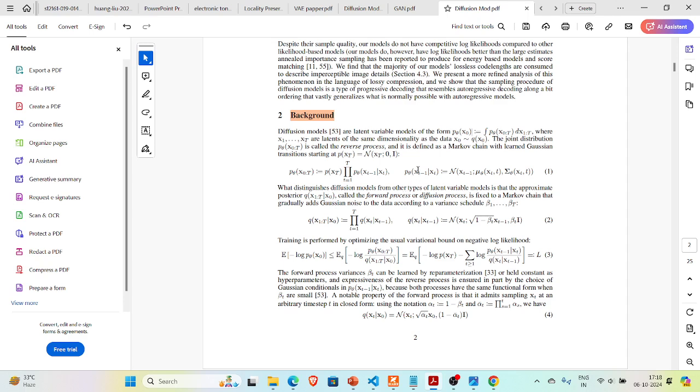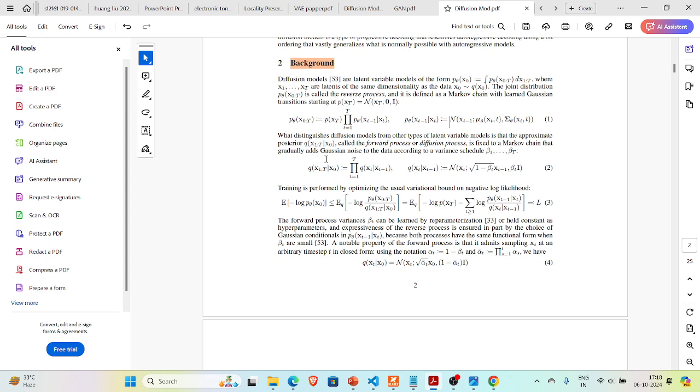So they have represented this probability as a normal distribution, with x t minus 1 as the variable, and the mu and sigma like this, which is from the x t and t at the t-th point. So this is the one.